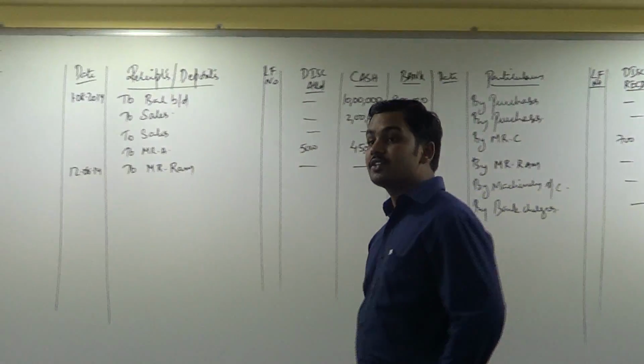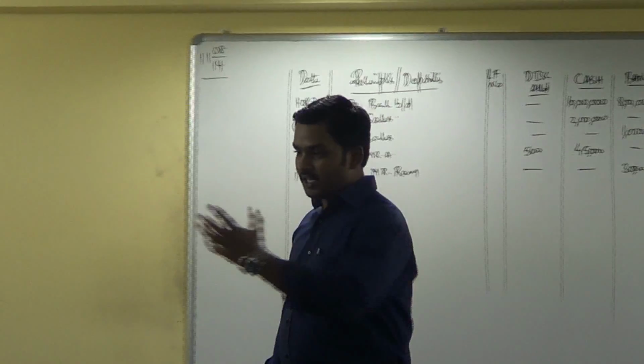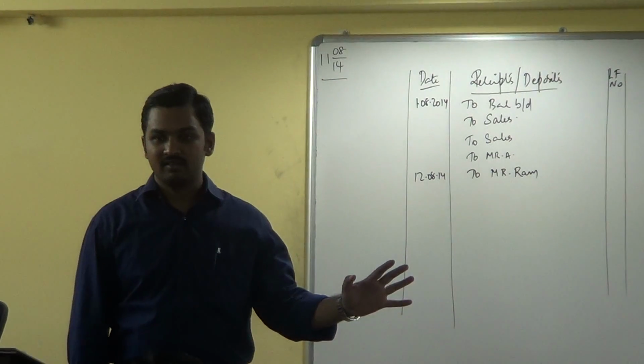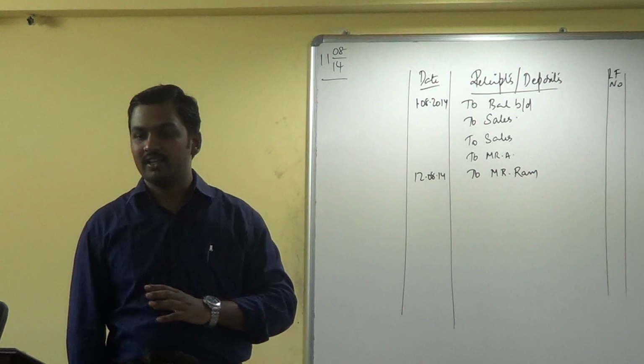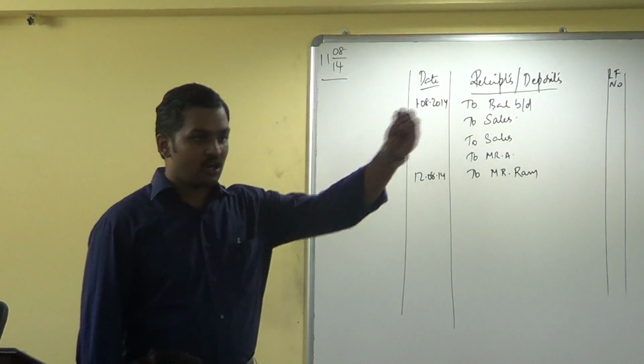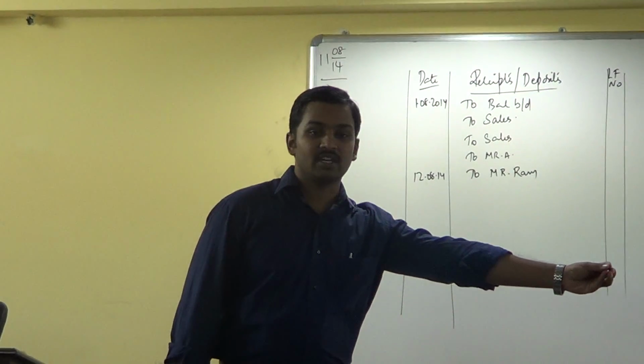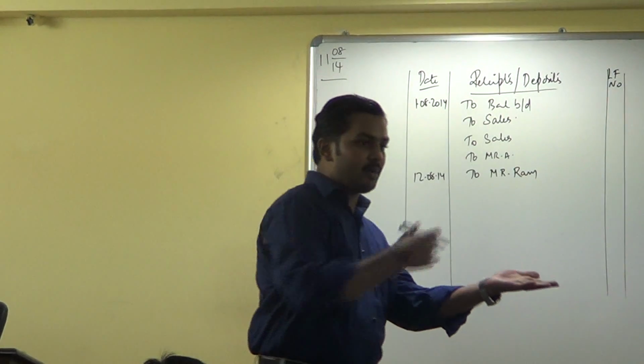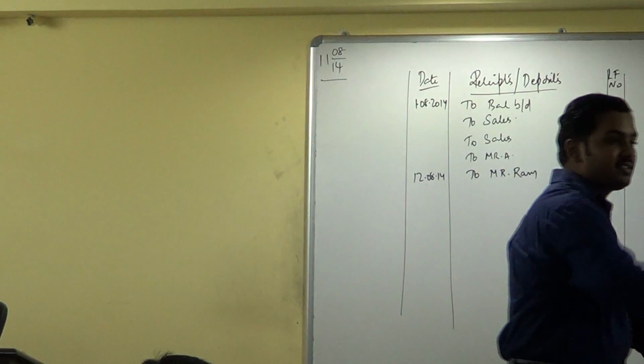How are you going to deal with this transaction now? Check is received on 16th. We should actually immediately deposit it. But we have not deposited immediately. We have waited for 4 days. On 20th August, we have deposited the check in the bank account. Please tell me, when will the money come into the bank account? On 16th itself or after 20th?